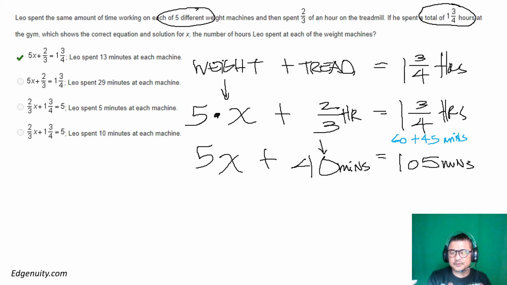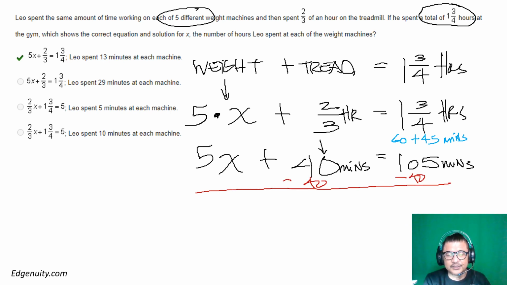Guess what? This is a two-step equation now. I can solve. Subtract 40 on the left, subtract 40 on the right. I showed it. Then I can cancel it. 5x goes down. Equal sign goes down. 105 minus 40 is, let's write it down, 105 minus 40 is 65.